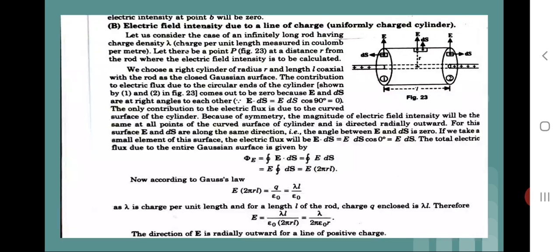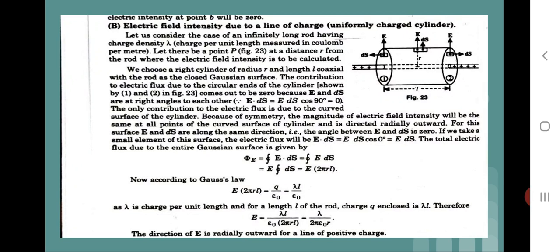Now for this purpose, consider a cylinder of an infinitely long rod. Charge density is lambda. Let there be a point P at a distance r from the rod where the electric field intensity is to be calculated.